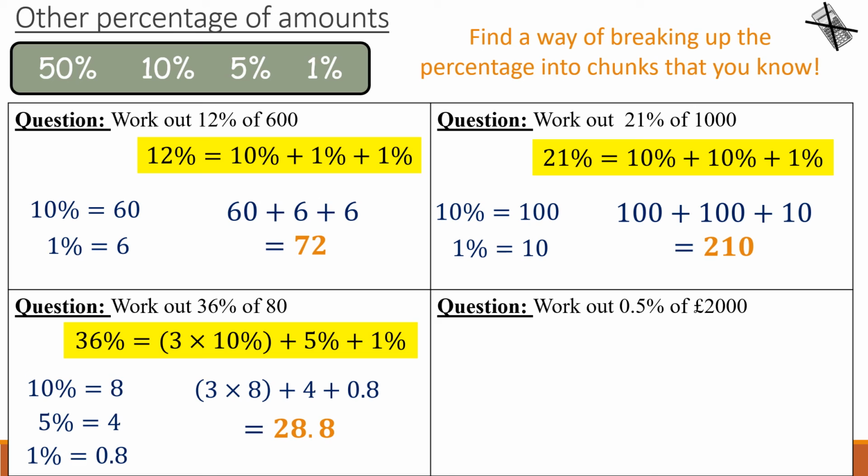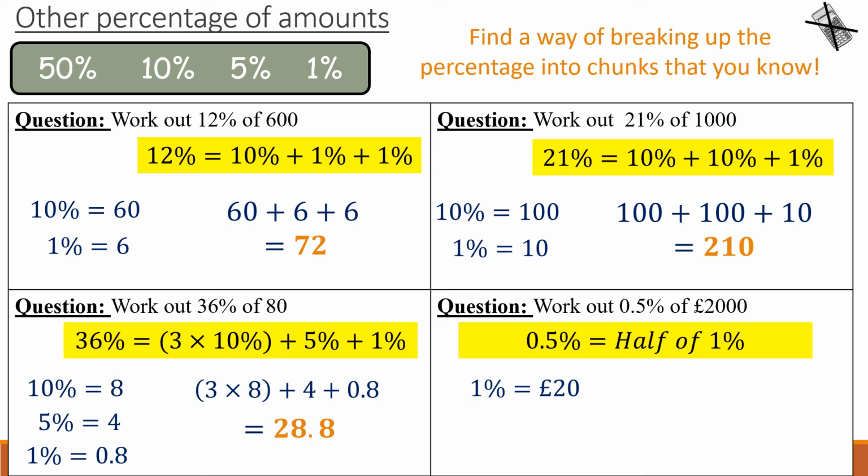And the final example is 0.5% of £2,000. Not very nice, but for me, I know if I could work out 1%, how does 0.5 link with 1? Well, it's half of it, isn't it? So we're going to do 1% first. So 1% of 2,000 is 20. And then if I halve that, £20, halve it is £10. So 0.5% is £10.